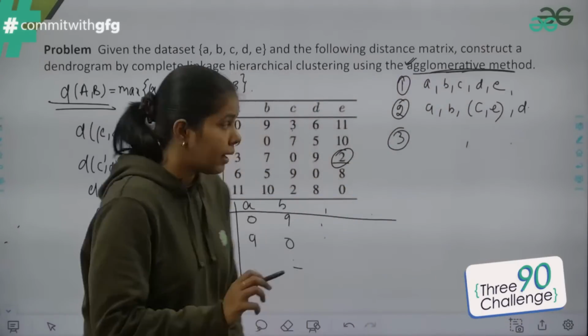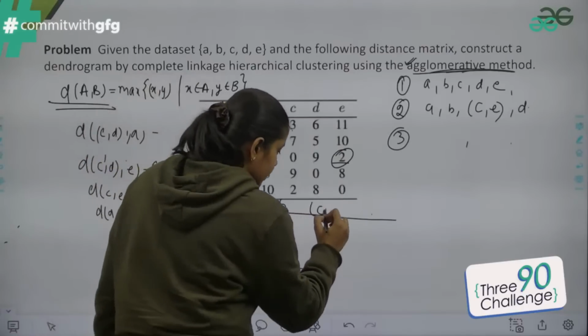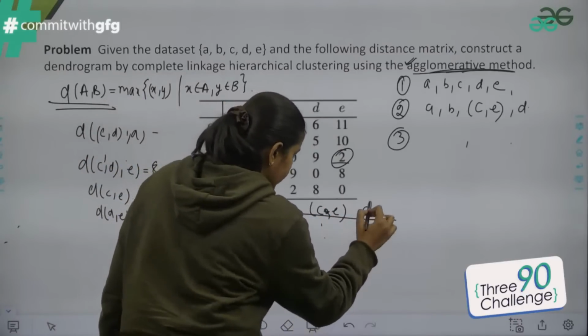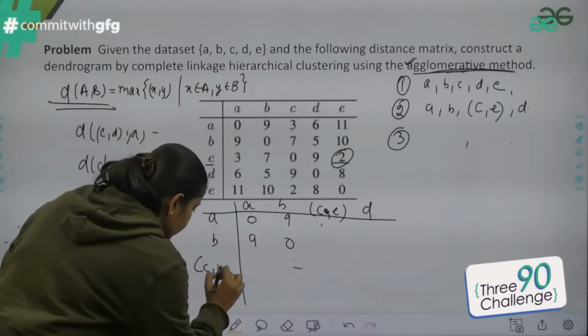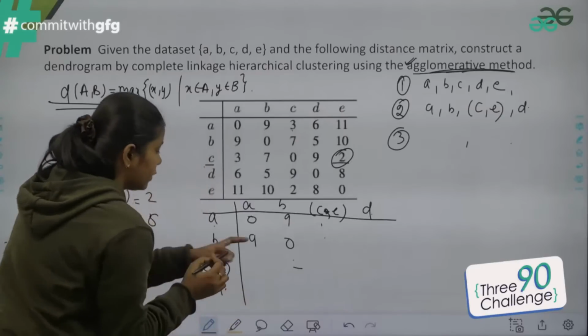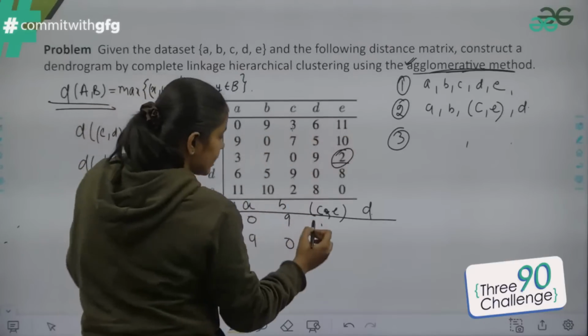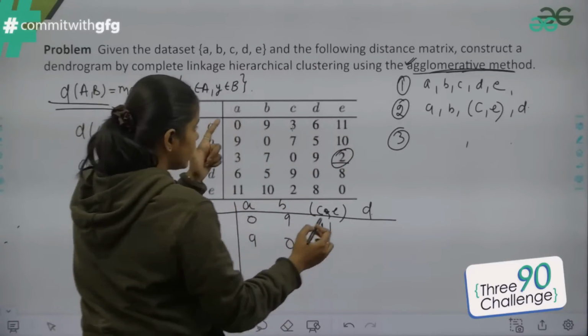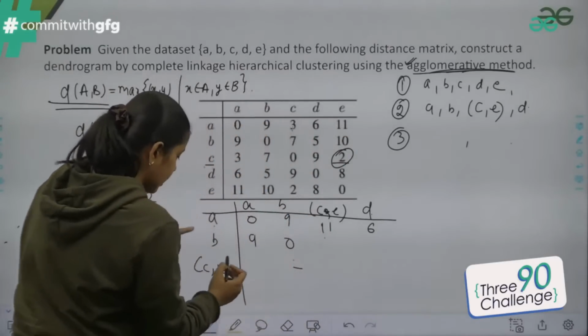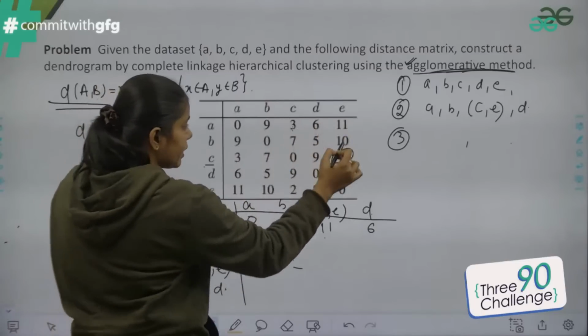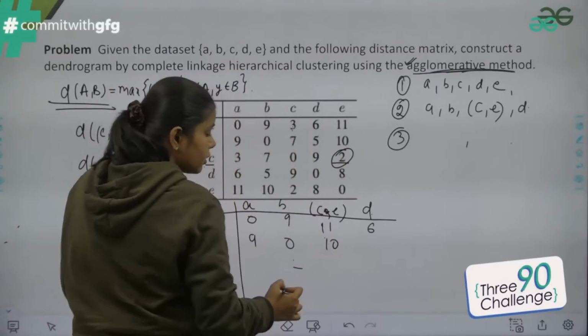Right? AB, and then we have CE. C comma E and then D. A B C comma E and then D. Let's find out this distance. A with C, the distance is 3, A with E is 11. So it would be 11. A with D is 6. And then B with C is 7, B with E is 10. So it would be 10.